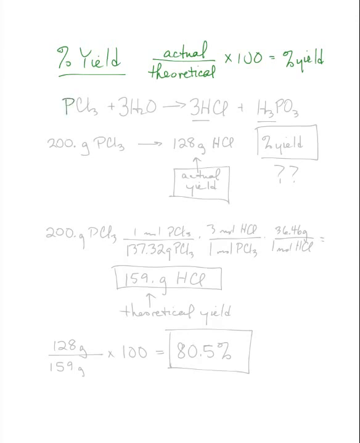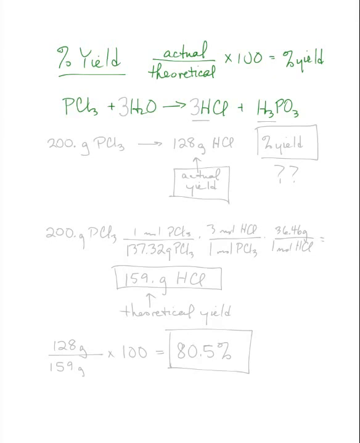So let's take an equation. Let's take phosphorus trichloride and water, put it together, and let's make some hydrochloric acid and some phosphorus acid. Not phosphoric, phosphorus, because we have PO3, which is phosphite. And so when we put the phosphite with the hydrogens to make it an acid, we have to go from ite to ous, so it's phosphorus acid.